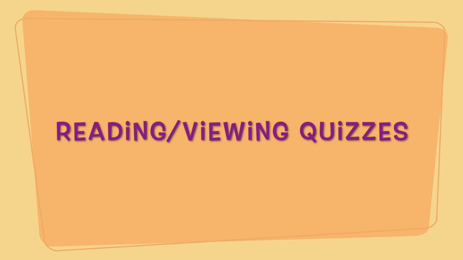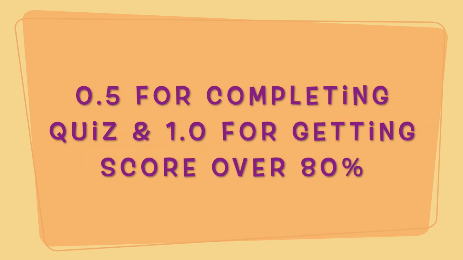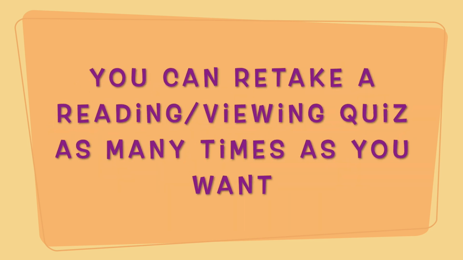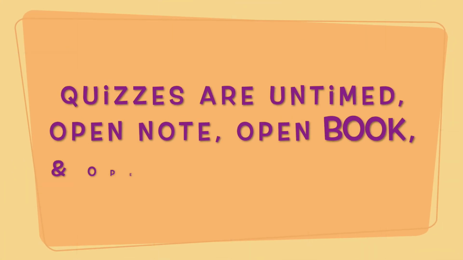The reading and viewing quizzes help you hold yourself accountable for the content, the actual reading and viewing. Reading in the case of books, viewing in the case of television shows or films. Just like lessons, as long as you attempt a quiz at all, you'll get half credit for the quiz, even if you get every single answer wrong. But if you can get a score of 80% or higher, you'll get full credit for the quiz, which is 1 point. You can retake a quiz as many times as you want to get the score you want. There's no time limit on quizzes.